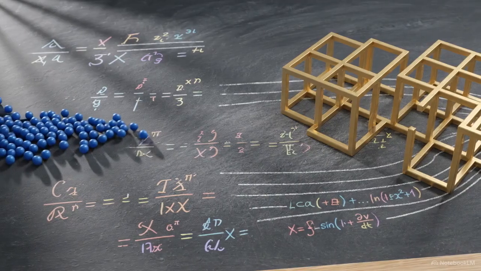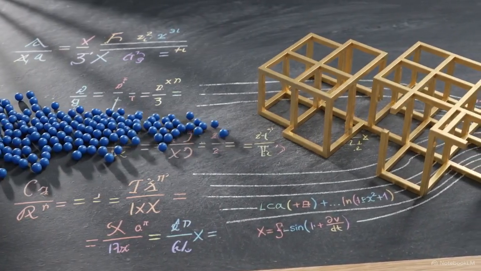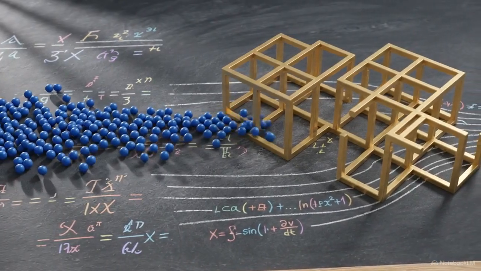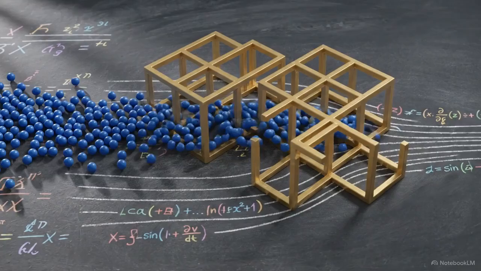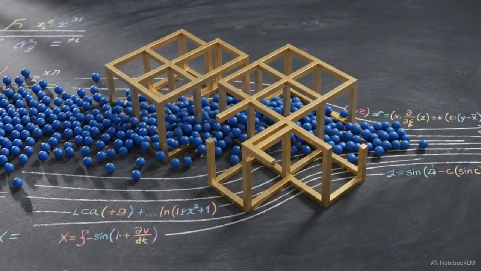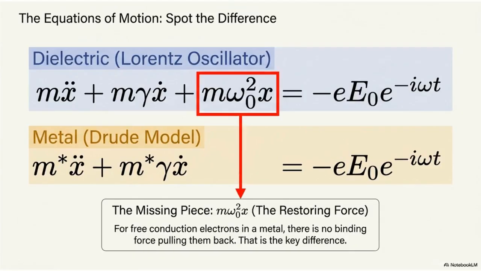Metals lack this restriction. Because their electronic bands are only partially filled, electrons occupy extended Bloch states, allowing them to respond to even low-energy fields. We model this using the Drude equation. The defining difference is the absence of a restoring force. There is no spring pulling these conduction electrons back.